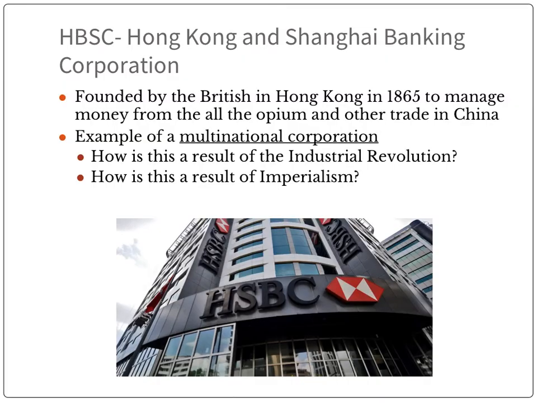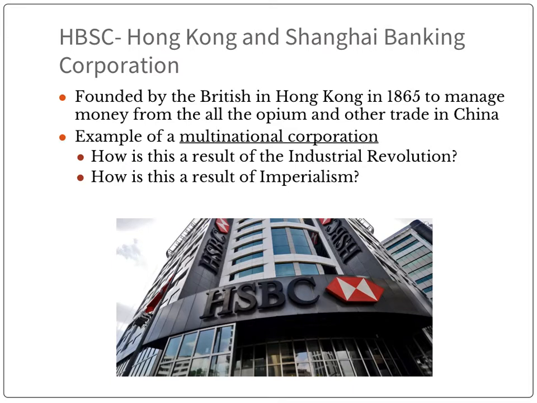Another key concept that we've talked about before is the idea of transnational businesses or multinational businesses. So we talked about the United Fruit Company and Unilever in Africa. Another example of that is HSBC, the Hong Kong and Shanghai Banking Corporation. This grew into a major corporation, which you can tell by the photograph is still around today. But it was founded by the British in Hong Kong in 1865 to manage the money from all the opium and other trade in China.